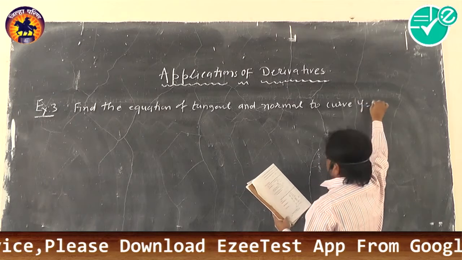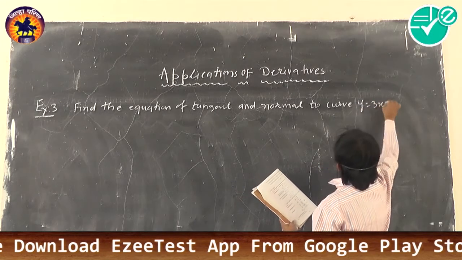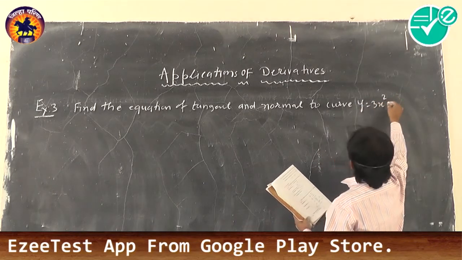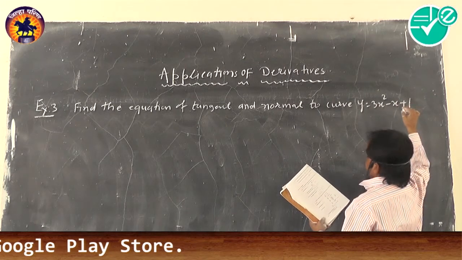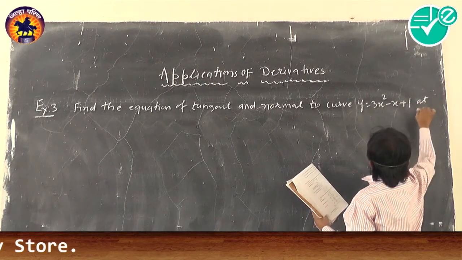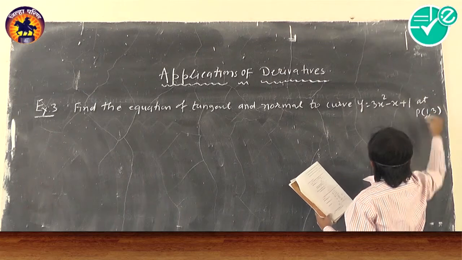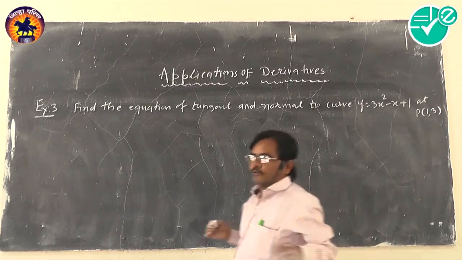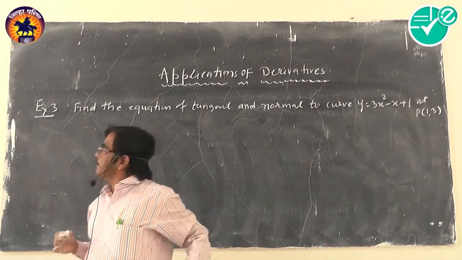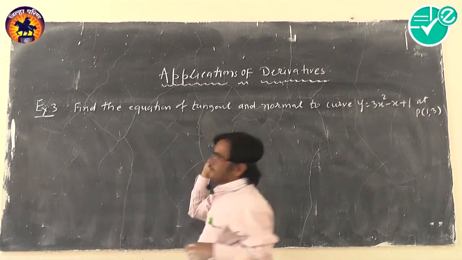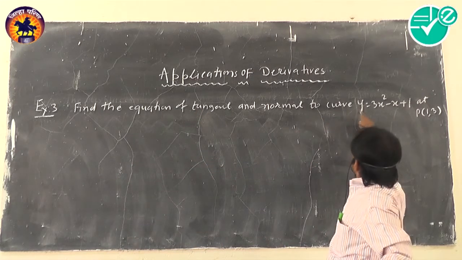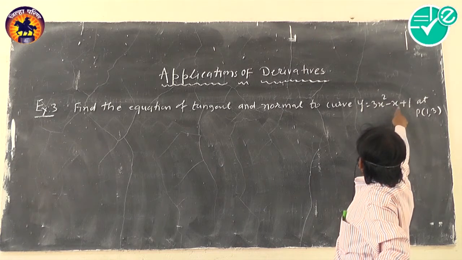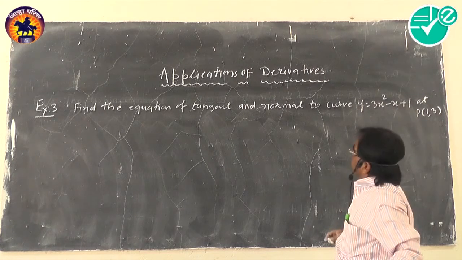y is equal to 3x square minus x plus 1 at P (1, 3). Now our aim is to find the equation of tangent and normal to the curve y is equal to 3x square minus x plus 1 at P (1, 3).